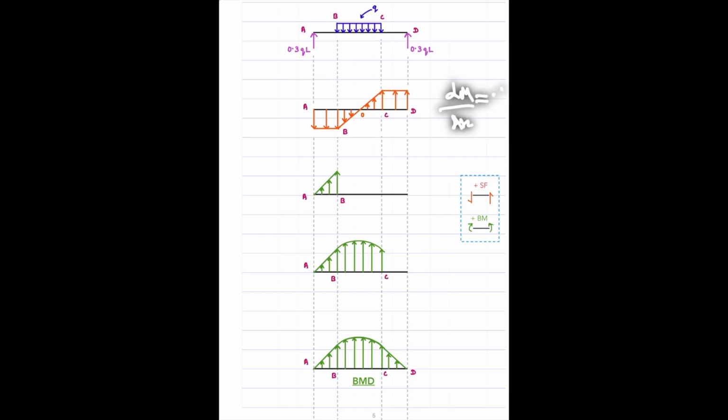Minus v, right? That is, the slope of the tangent at any point of the bending moment diagram is equal to the negative of the ordinate of the shear force diagram at the same location, right? So that's the logic we are going to apply here.